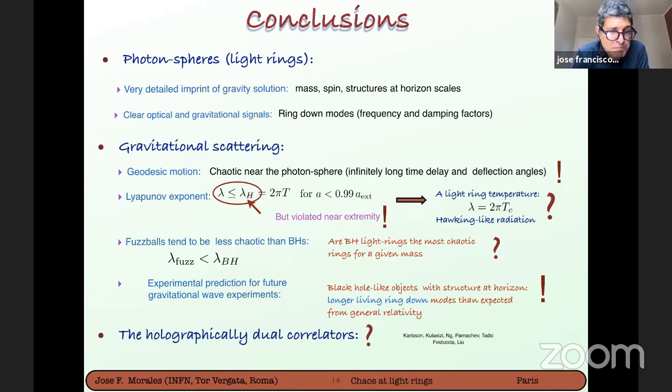Finally, a very interesting point is to understand what the dual of these geodesics is. This is related to the question of Charles before. And I think this can shed light on the question about the violation or not of this lambda bound.